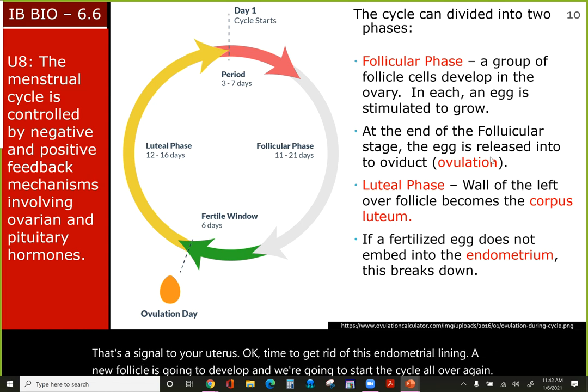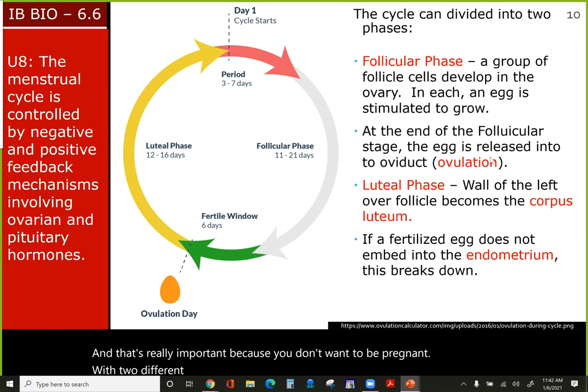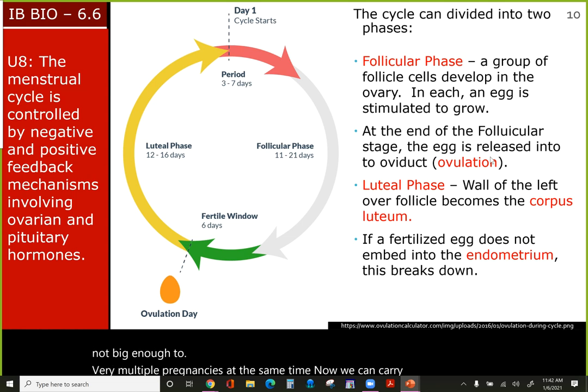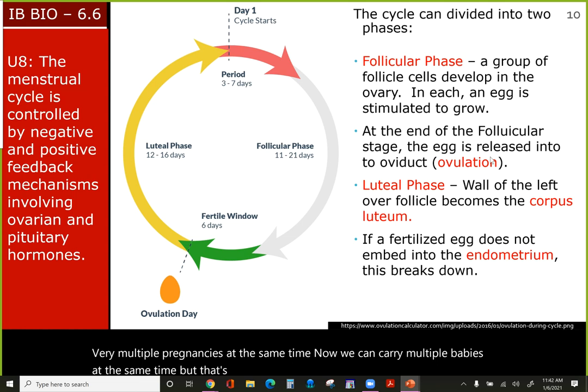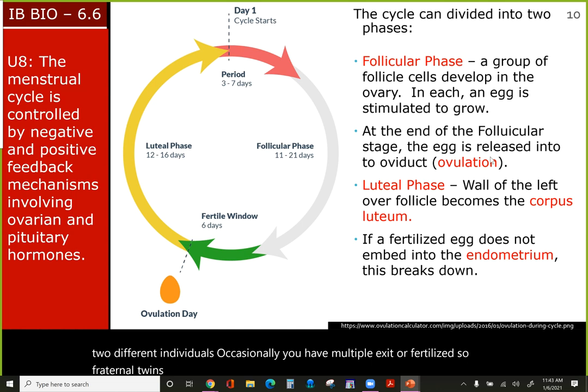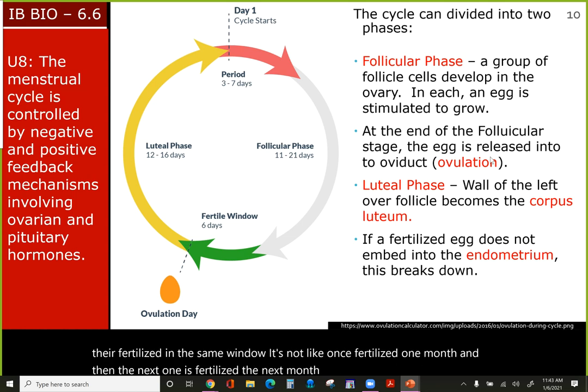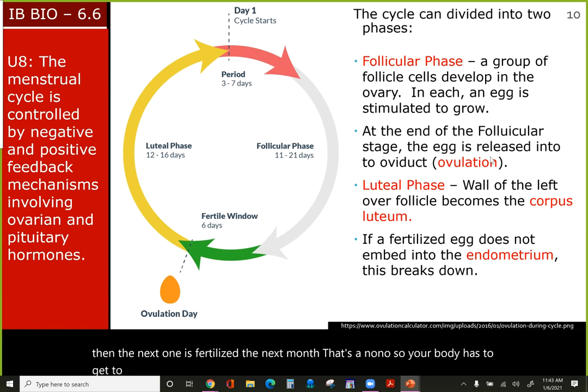And that's really important, because you don't want to be pregnant with two different eggs that were fertilized at two different times. Humans are not big enough to carry multiple pregnancies at the same time. Now, we can carry multiple babies at the same time, but that's usually the result of IVF or a blastula splitting into two different individuals. Occasionally, you have multiple eggs that are fertilized. So fraternal twins is when two different eggs get fertilized at the same time, but they're fertilized in the same window. It's not like one's fertilized one month and then the next one's fertilized the next month. That's a no-no. So your body has to keep that from happening. Only one fertilized egg at a time.